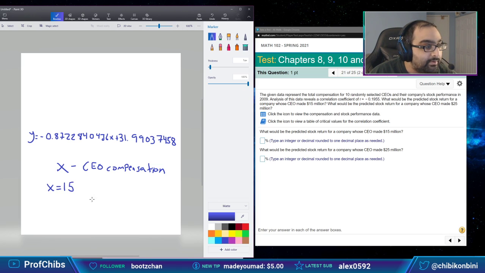So I want to pick x equal to 15 and figure out what that is, and then I also want to figure out what happens when x is equal to 25. Since x is predefined to be millions of dollars, I'm just going to leave the millions part out. I'm going to plug 15 into this function, and I'm going to plug 25 into this function.